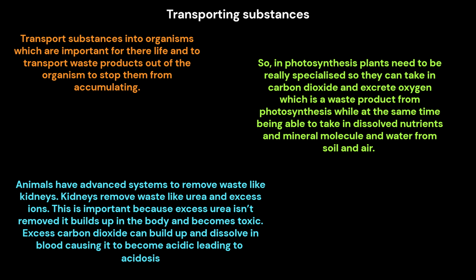Animals have advanced systems to remove waste, like kidneys. Kidneys remove waste like urea and excess ions. This is important because if excess urea isn't removed, it builds up in the body and becomes toxic. Excess carbon dioxide can build up and dissolve in blood, causing it to become acidic, leading to acidosis.